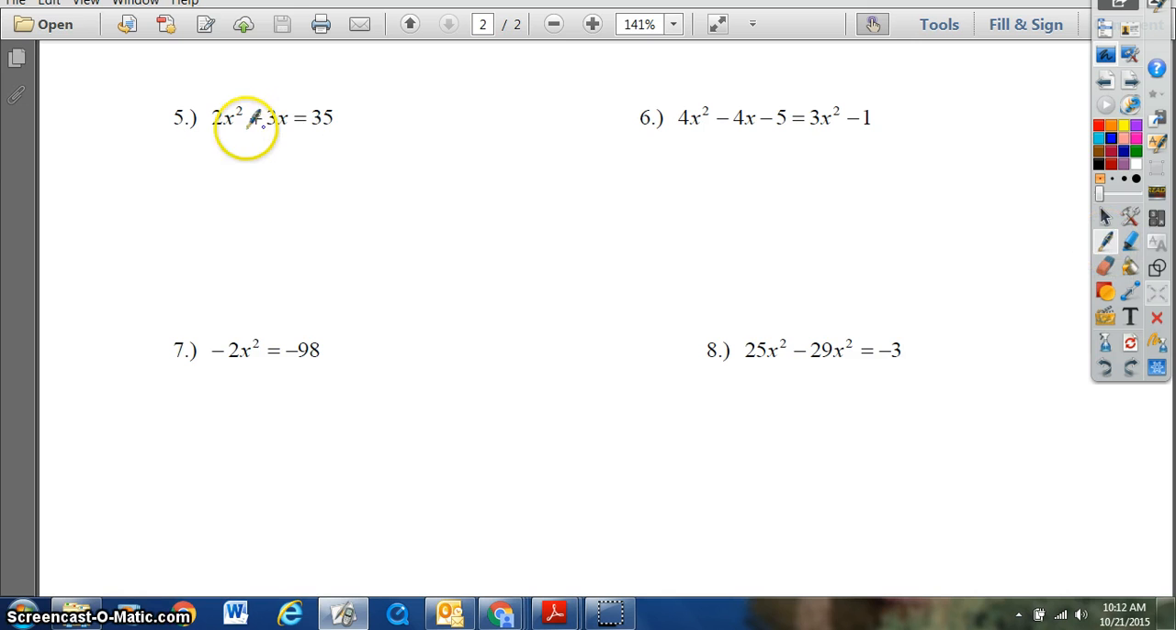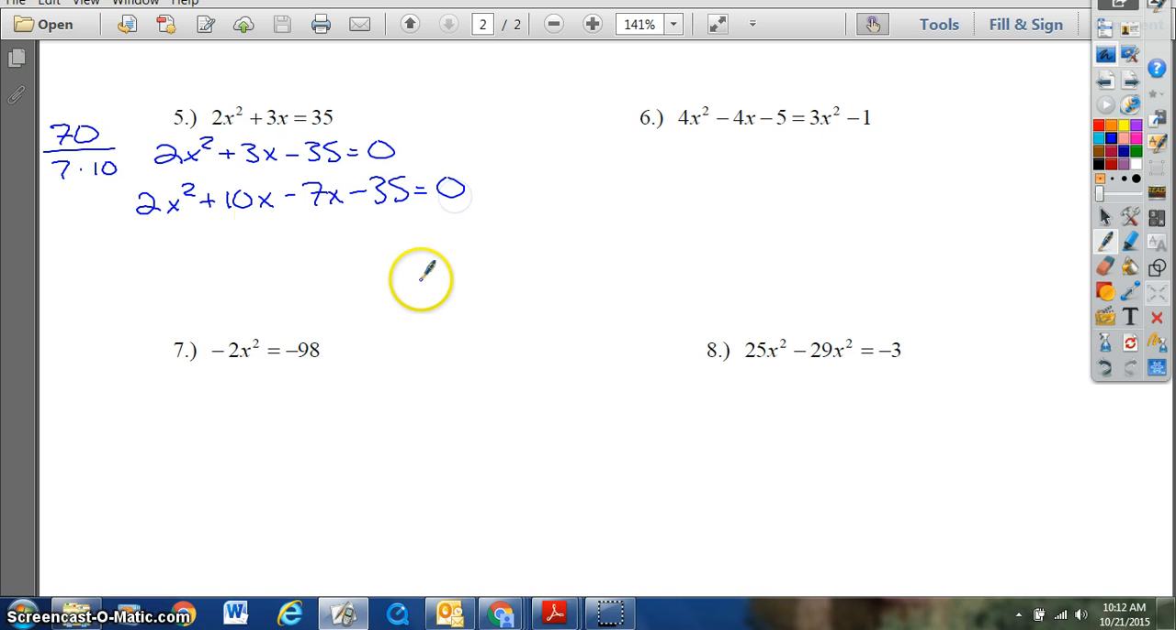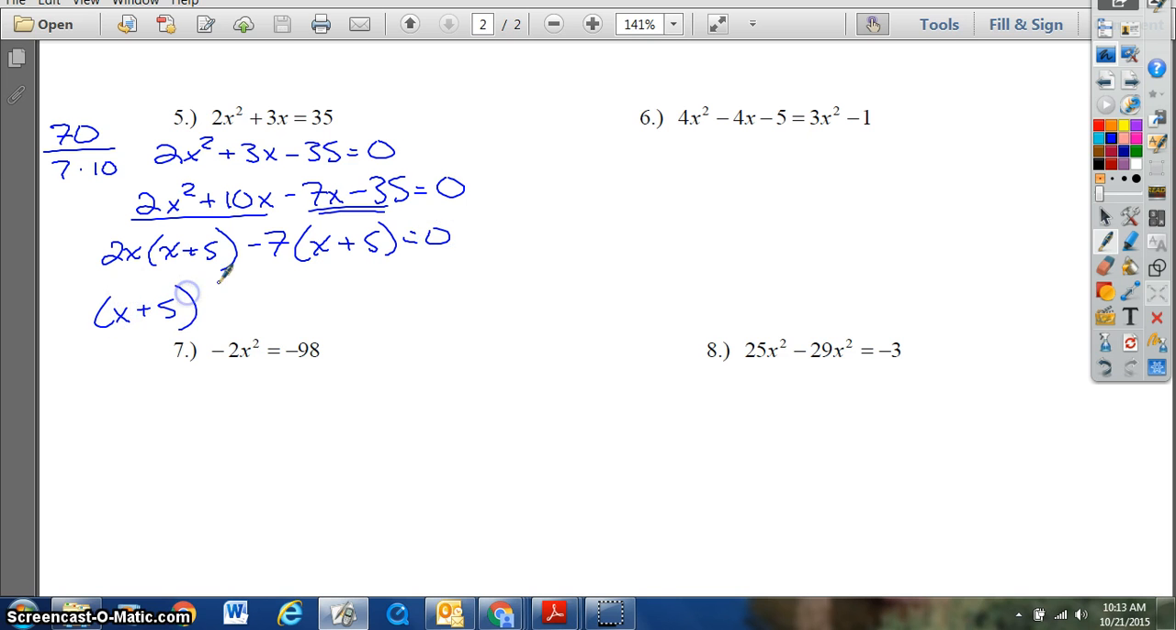Looks like I need to set this equal to 0 again. So 2x squared plus 3x minus 35 equals nothing. No GCF here, so I'm breaking down 70 until I find a difference of 3. So you can see here I can actually pick it out. This is 10x minus 7x minus 35. These guys share 2x, which leaves me with x plus 5. These guys share negative 7, which leaves me with an x plus 5. So in factored form, it will be x plus 5 times 2x minus 7 equals 0.